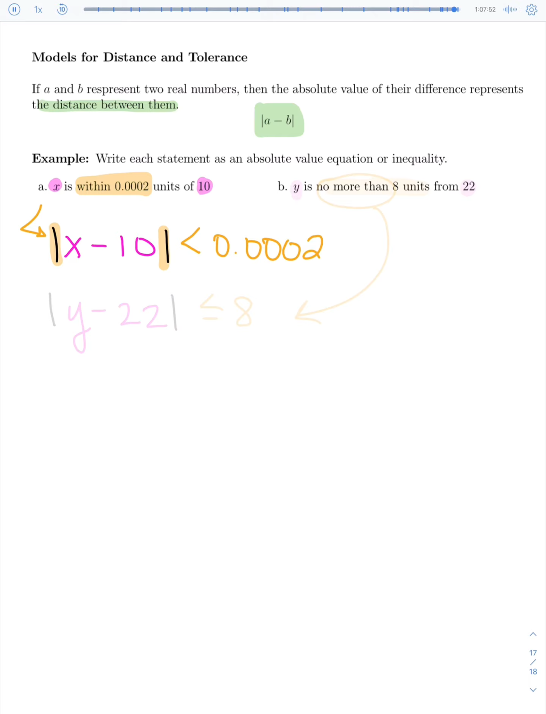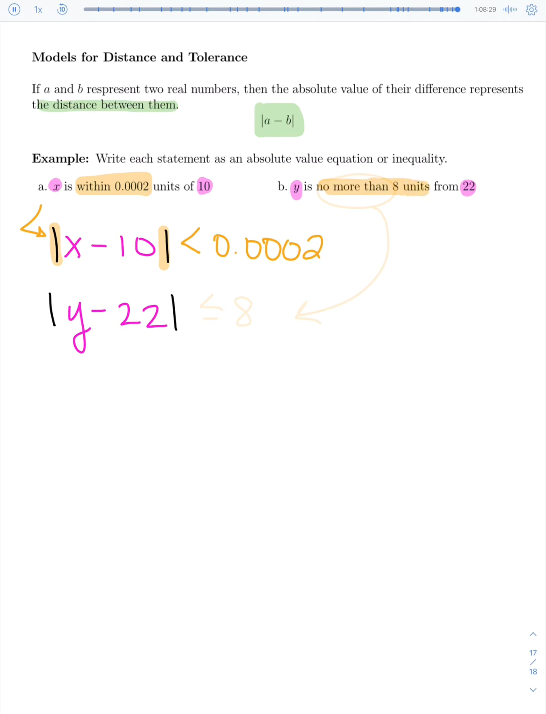Now let's take a look at B. In B, we've got that y is no more than 8 units from 22. So on this one, we're talking about the distance between y and 22. So we should be starting out with the difference y minus 22. And because we're looking at the distance between them, we're talking about its absolute value. And what do we say about its distance? It should be, let's see, no more than 8 units.